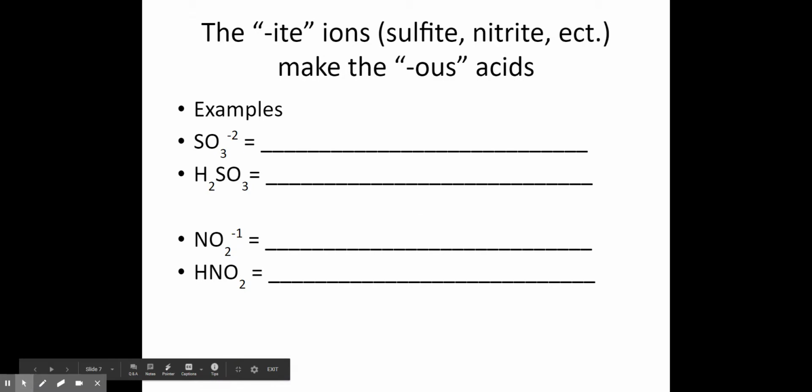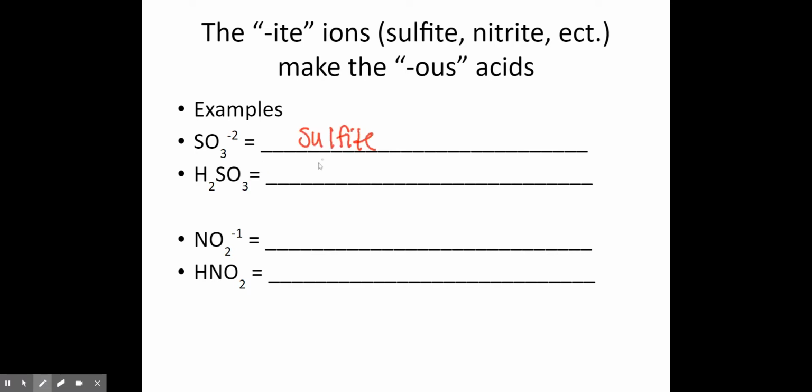If the polyatomic ion ends in the word ITE, we change the ending to OUS. So SO3 is sulfite. So we change this to sulfurous acid. NO2 is nitrite. So the acid is named nitrous acid.